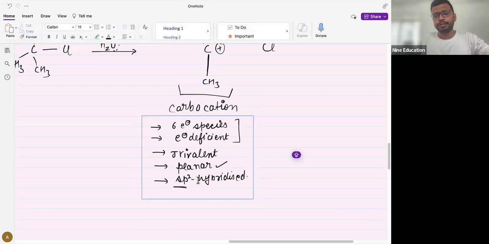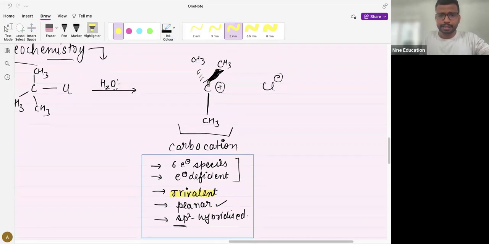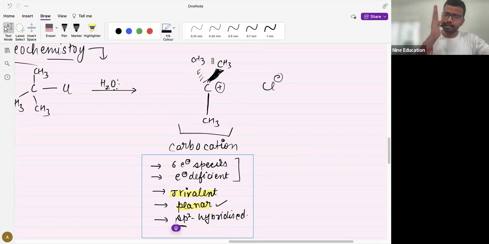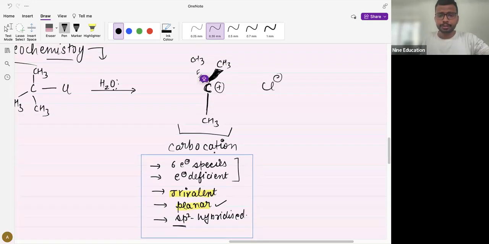So see, this is trivalent. Trivalent का मतलब it has 3 substituents on 1 carbon. It is planar. You can see a plane. एक plane है on which it is passing. It is sp2 hybridized. This carbon is sp2 hybridized. So this carbocation which is our intermediate.